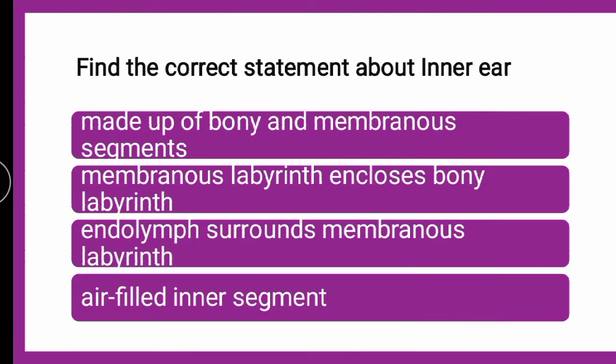Next question is, find the correct statement about the inner ear. Whether the inner ear is made up of bony and membranous segment, whether it is made up of membranous labyrinth which encloses the bony labyrinth, whether the endolymph surrounds the membranous labyrinth, or air-filled inner segment. Which amongst the given statements is correct about the inner ear?